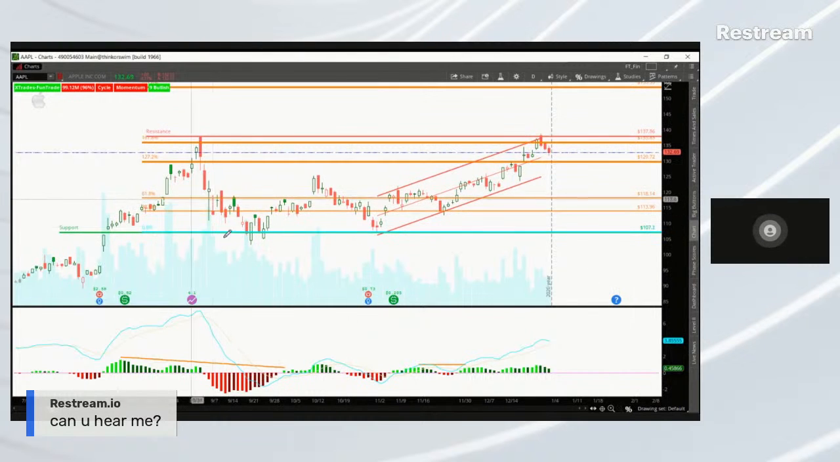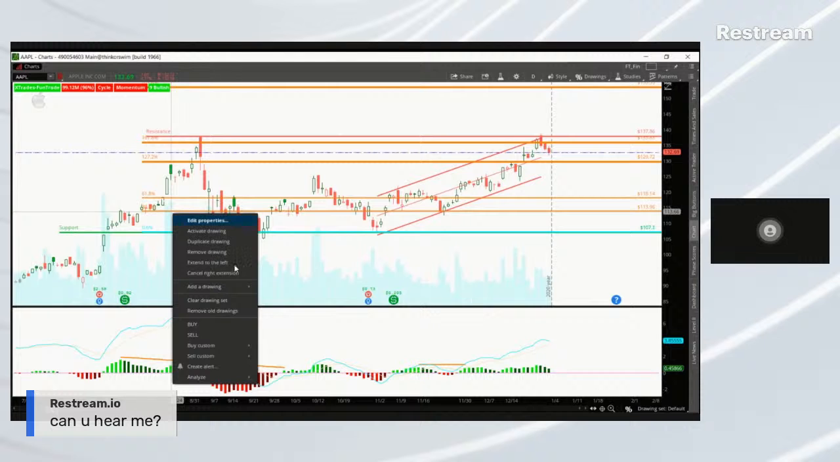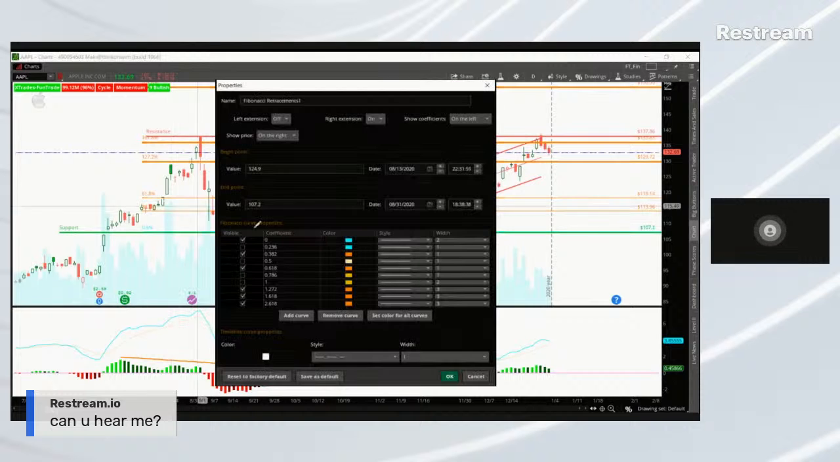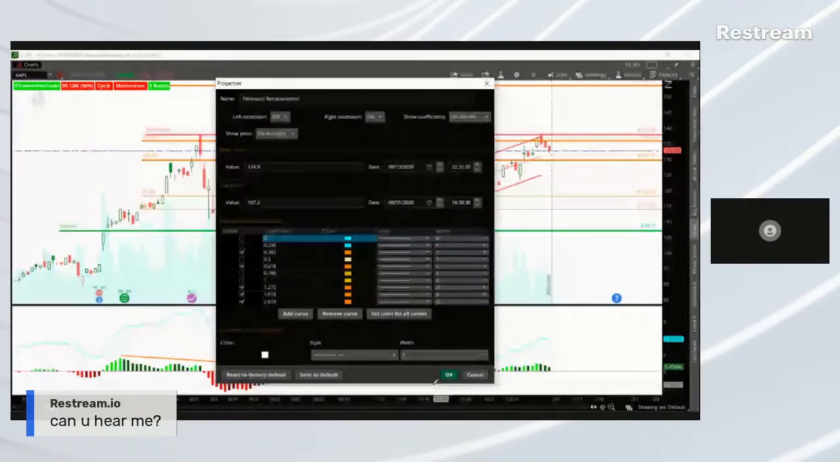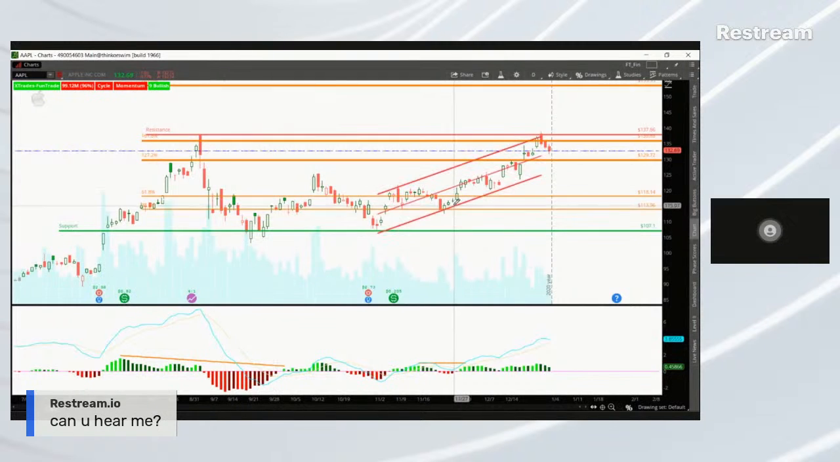You can see a lot of price action here: rejection, rejection, rejection, support, support, and bounce. Usually I go with only the 38.2 and 61.8 fib levels. Other things I don't really care about because these are the two fib levels a lot of people use. Let me just hide this. Yeah, this is how I do it.